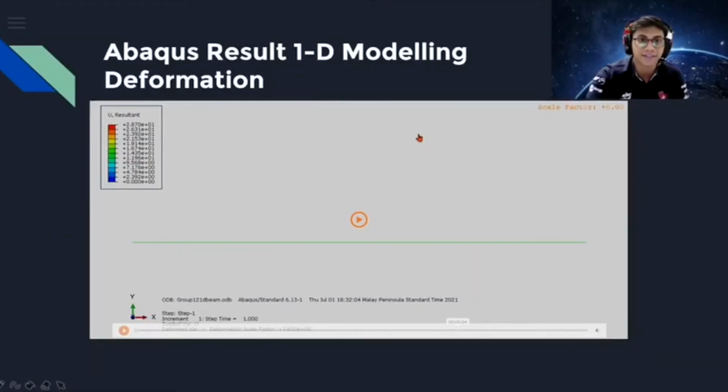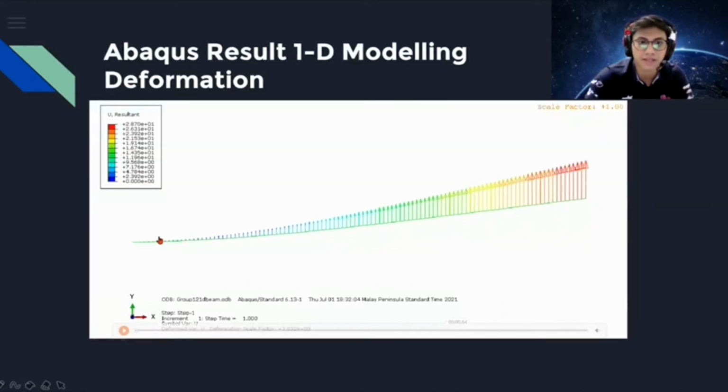So next, we have the results for the 1D modeling. Here we provide you an animation of the deformation of the beam. At the end of the beam, we can determine the maximum displacement, which has a value of 2.87 times 10 to the power of 1 millimeter, and at the fixed support here, we have a displacement value of 0.